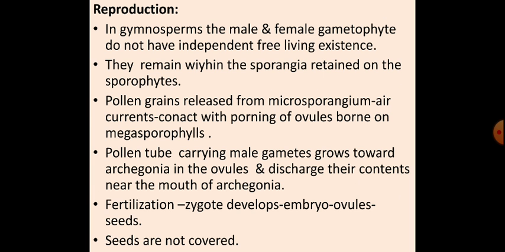Are you understanding? So, the pollen grain, male gamete, will be present inside the microsporangia. Female gamete will be present inside the megasporangia. Once the pollen grain becomes mature, it is released in the air current. They come and germinate on the female sex organ archegonia. There they will form the pollen tube. Pollen tube will reach the archegonia in the ovules. They fuse together. Fertilization takes place.